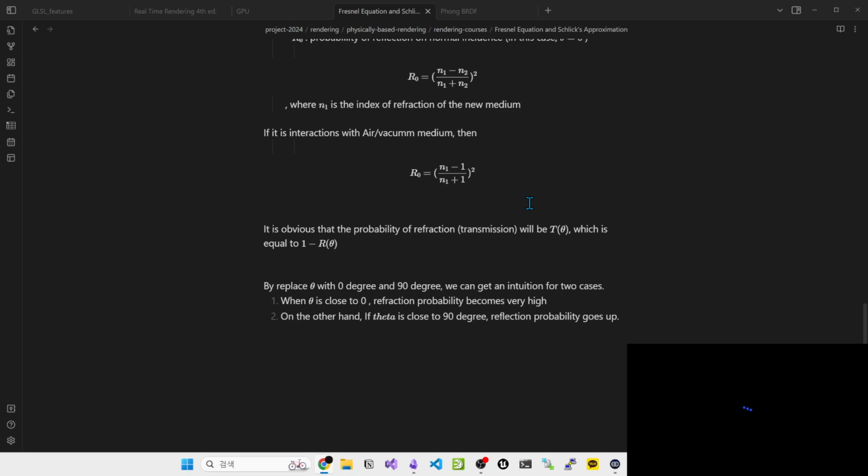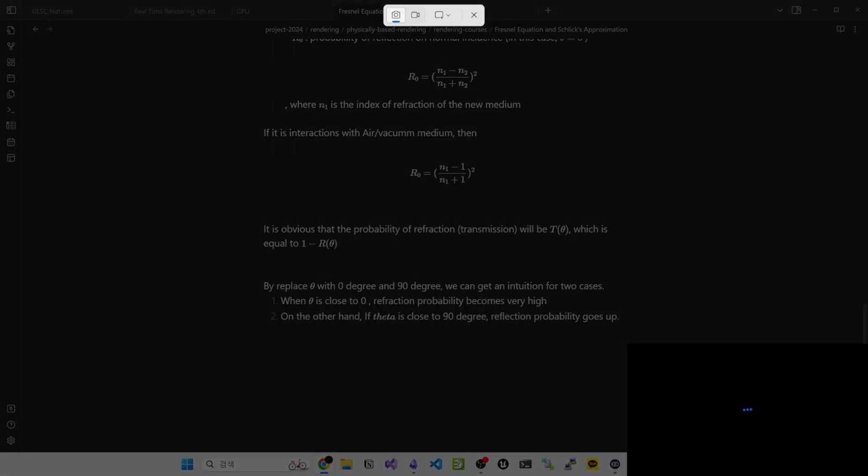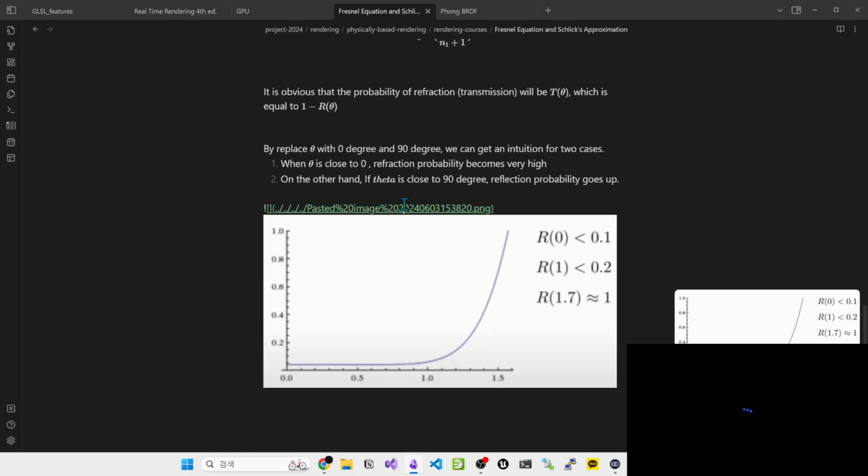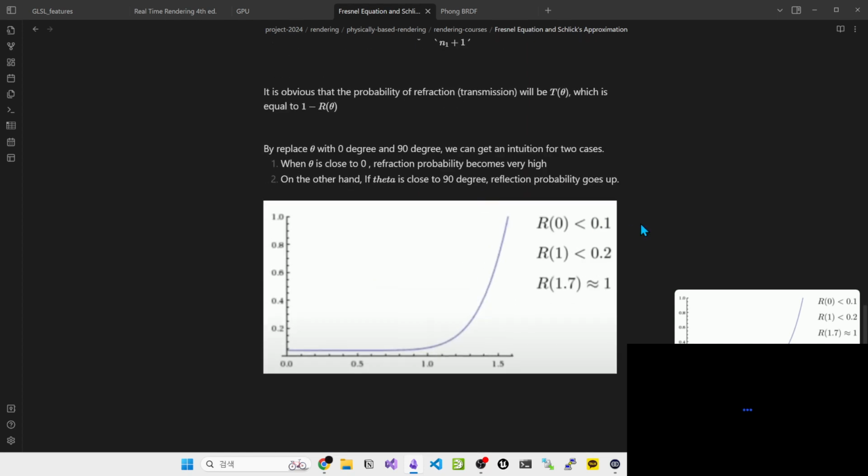So I imagine that R of 0 is less than 0.1. So getting on the bus easily. Well, R at 0 is less than 0.1. So far so good. R at 1 is less than 0.2. This is the 60 degrees, mostly refraction. Well, R at 1 is less than 0.2, so check mark. And R at around 1.7 is indeed around 1. So apparently, physics makes sense.